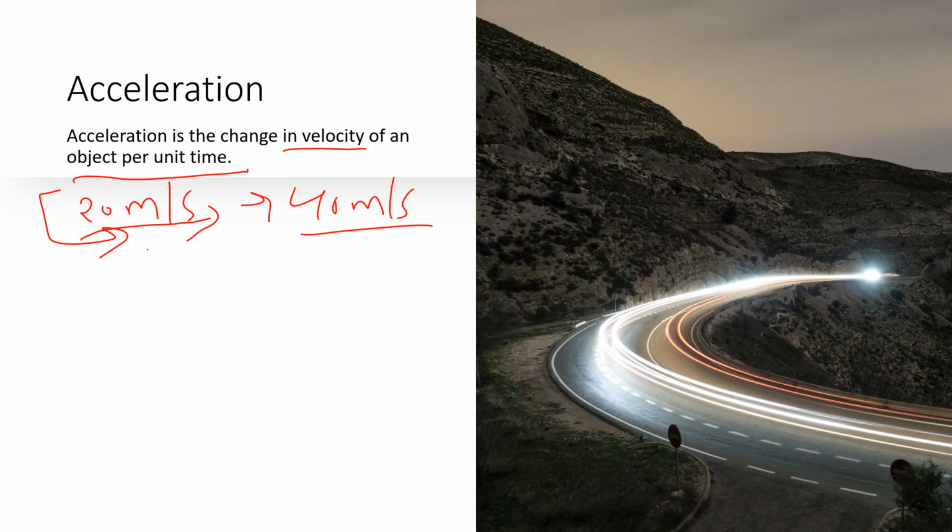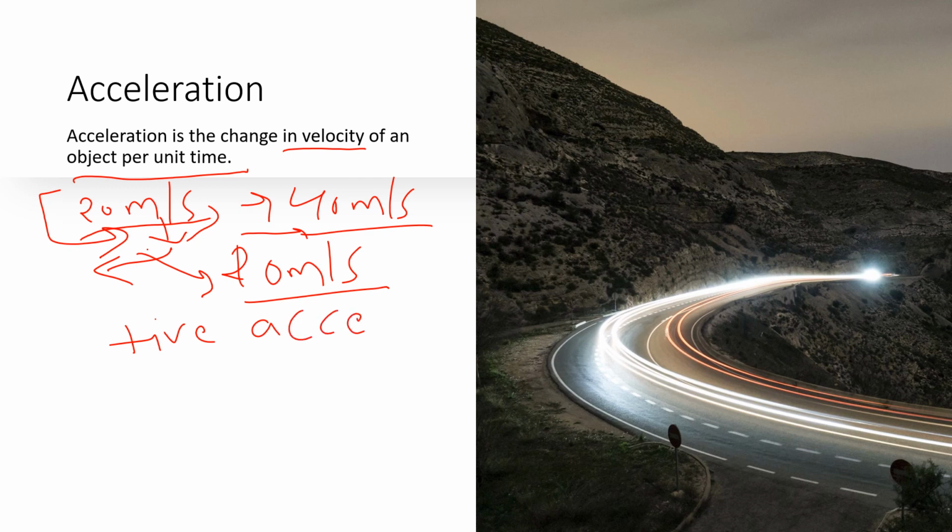Also suppose you apply a brake at 20 meter per second and the rate is now 10 meter per second. So you are slowing down. Here also acceleration occurs, because there is a change in velocity. Speeding up is positive acceleration and slowing down is negative acceleration.